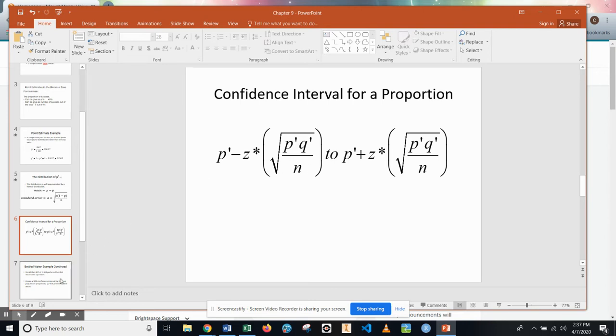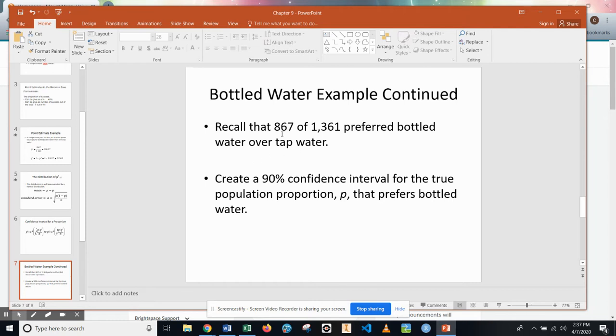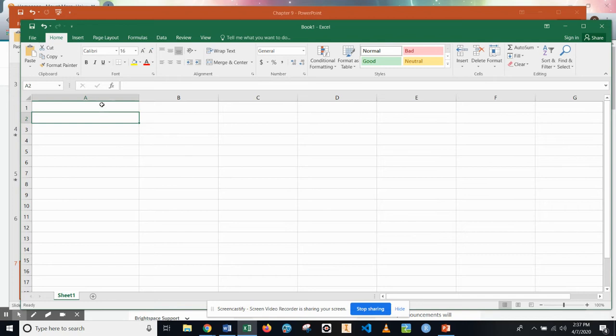So if we go back to the water bottle example, we had 0.637, I believe that's what it was, and then 1 minus p, which is 0.363. And then we have a 90% confidence interval, so we have to remember what z-score we need. I'm going to go to Excel and type in the things we need. We need to know p.